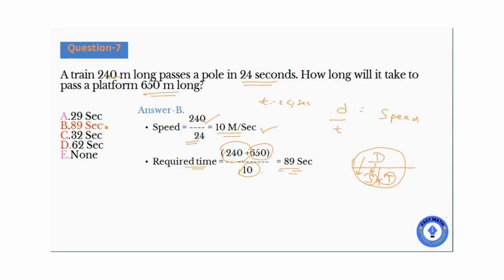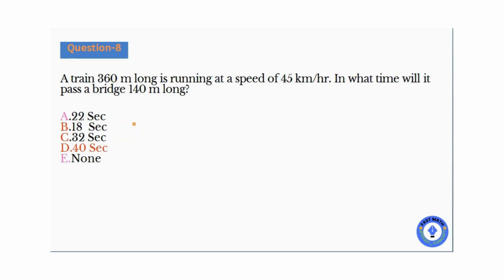Coming to the next question, a train with a length of 360 meters is running at a speed of 45 kilometers per hour.